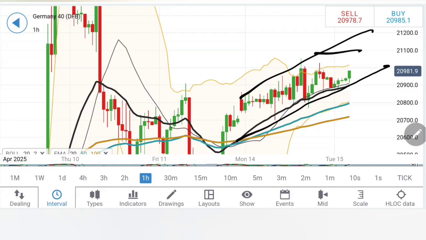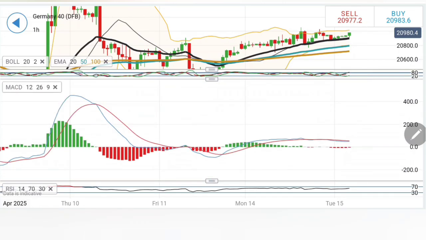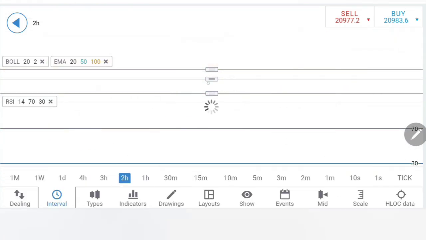20,100 is the next milestone which it would like to breach, and then 21,400, 21,200 levels will appear. This is the zone which should offer a good resistance to Germany 40. The stochastic is rising, the MACD almost flat, the RSI is trying to bounce back.